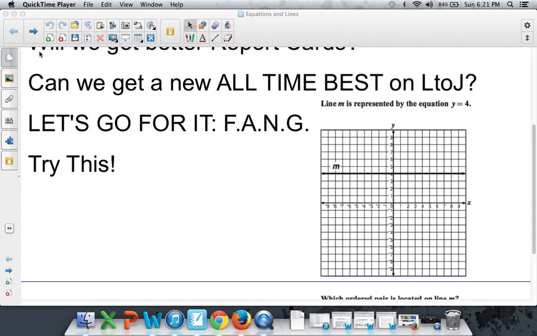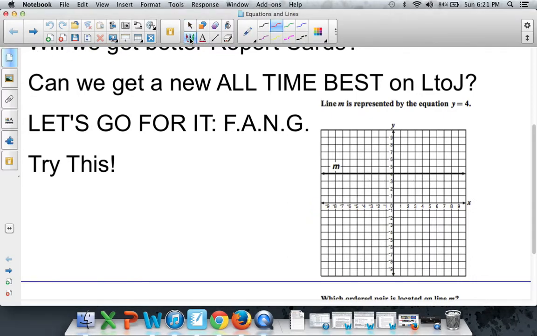Let's start off with a warm-up problem. This week we're going to be talking about equations and lines. Take a look at this warm-up problem right here. Line M is represented by the equation y equals 4.